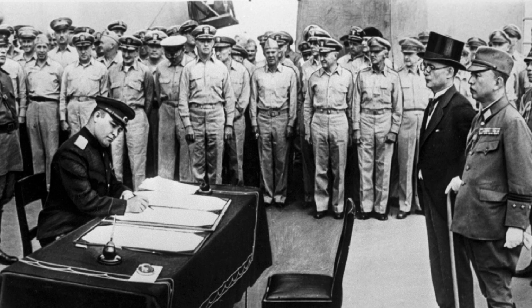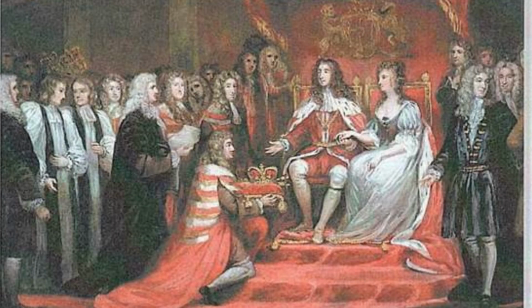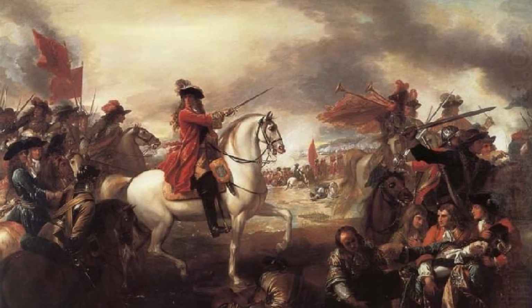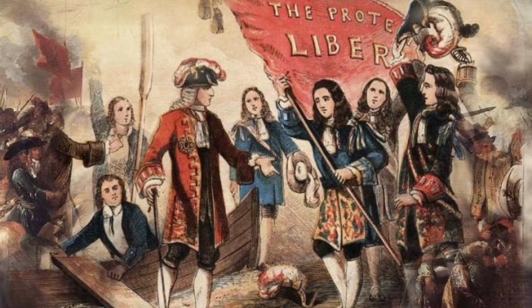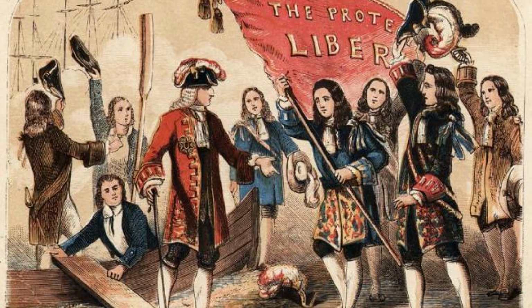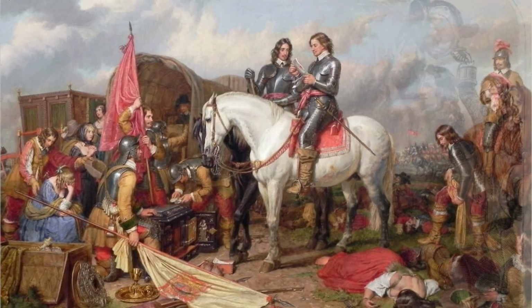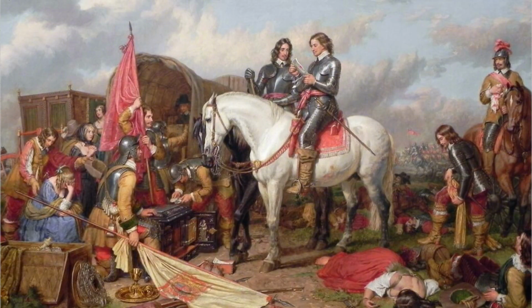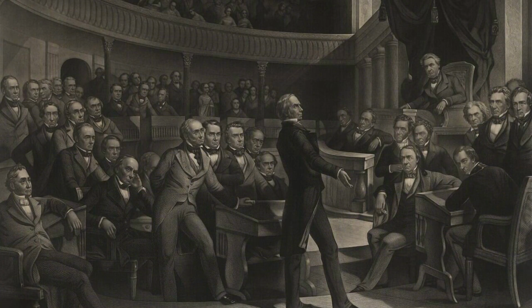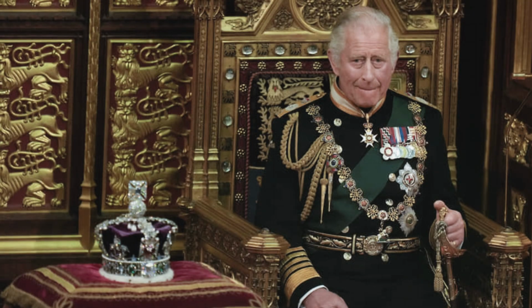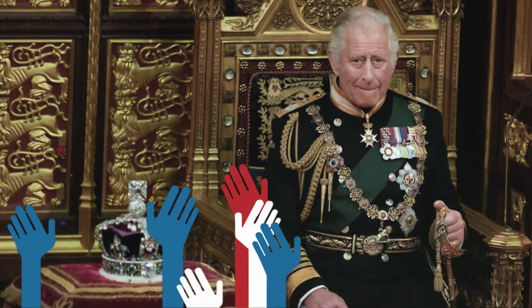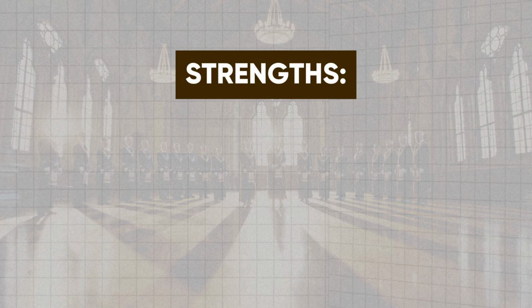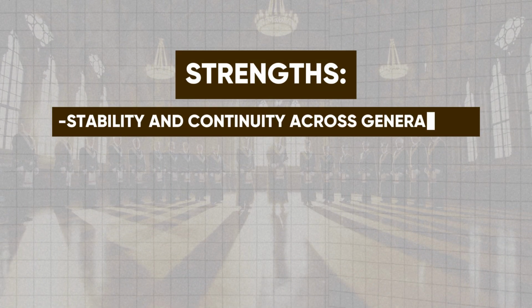Historically, many countries shifted into this model after periods of conflict. In England, the power of the monarch was dramatically reduced after events like the Glorious Revolution of 1688, when Parliament asserted control and forced the monarchy to accept limits. Over time, real authority moved away from the crown and into elected institutions. You can think of a constitutional monarchy as a country that kept the crown but handed the steering wheel to the public. Strengths: stability and continuity across generations.